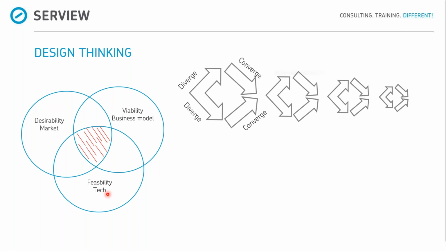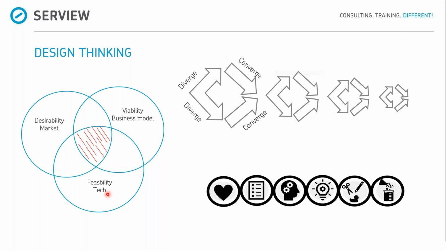After you have collected some ideas, you converge. So you sort out the ideas which do not meet all three characteristics. You repeat those steps until you have filtered a concrete idea. And this is an iterative process again.